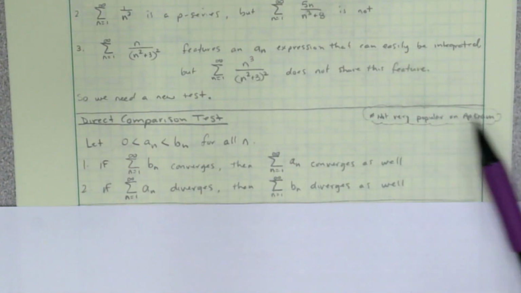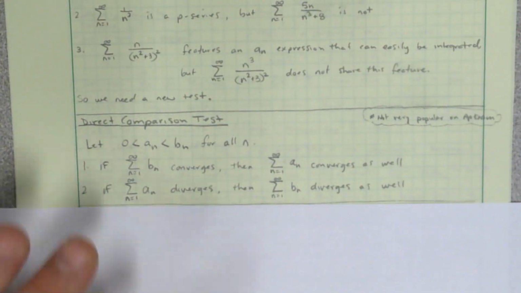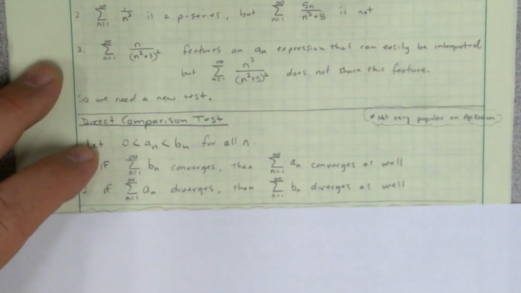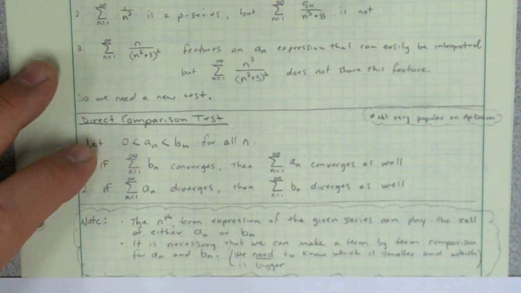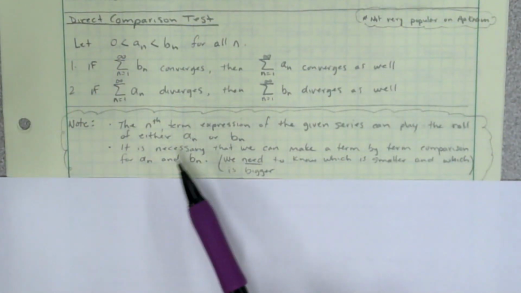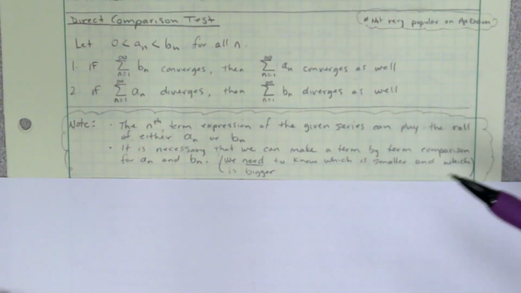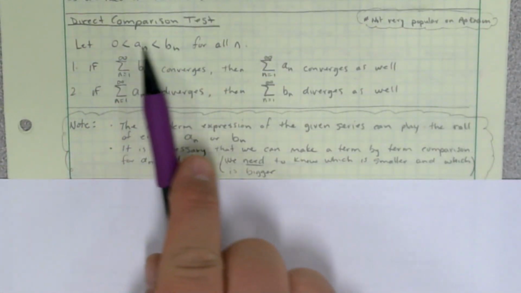That's the idea we're doing. This is not very popular on the AP exam, just a little side note there. The next one would be more appropriate, but this one is here. It does require a little bit of effort to set up, so we're going to look at how to go about doing that. The nth term expression of the given series can play the role of either a sub n or b sub n. It is necessary that we can make a term-by-term comparison for a sub n and b sub n. We need to know which is smaller and which is bigger to make this work. We need to know which one is where.